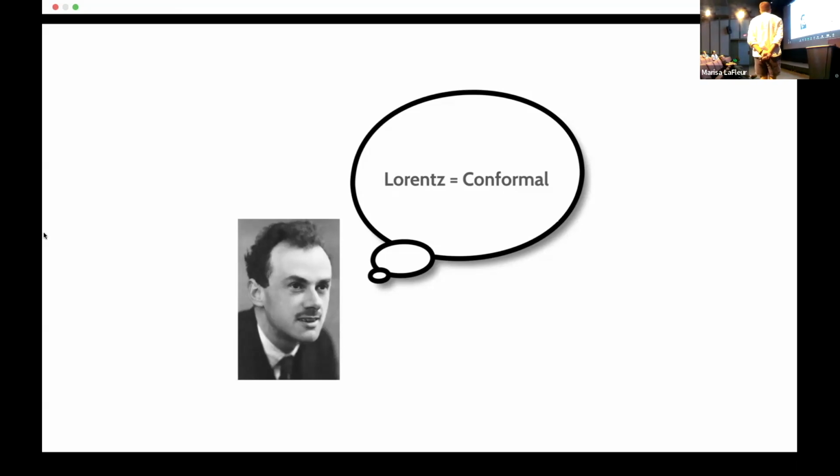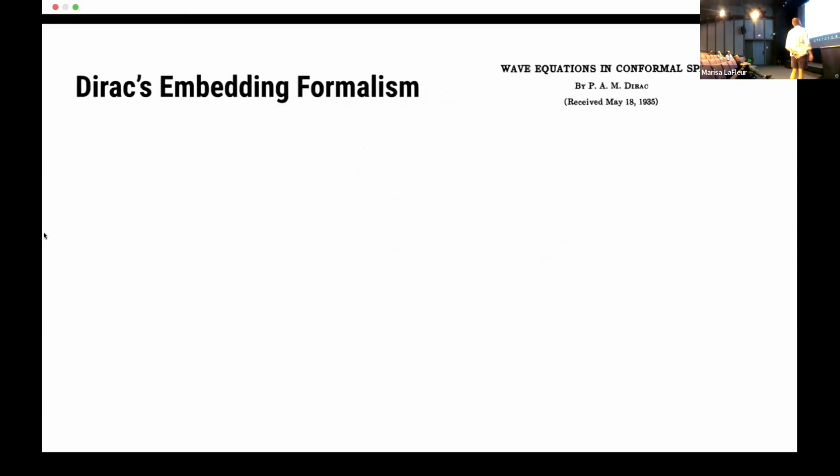Now, obviously, going from d dimensions to d plus 2 dimensions and equating symmetry groups is going to require some sort of relationship that takes you from one set of dimensions to another. But this is the upshot of his idea that Lorentz is equal to conformal. And there's this nice paper from 1935 where he works out a lot of this. He was not thinking about conformal field theory at the time because field theory wasn't understood at the time, let alone conformal field theory. But what he was interested in was this relationship between the Lorentz group and the conformal group.